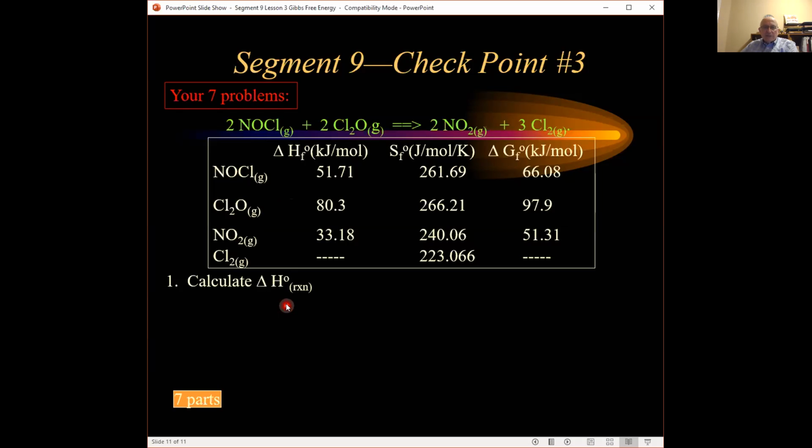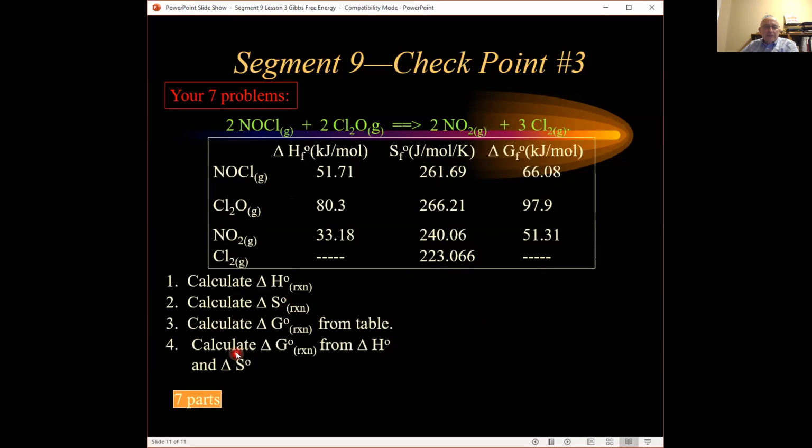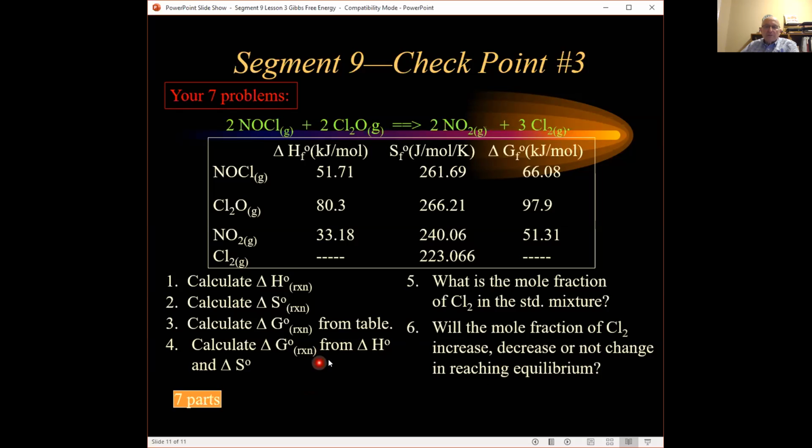And you can calculate delta H from the summation of the products minus reactants. You can calculate delta S the same way from the middle column on the table. And you can calculate delta G also from the column on the right in the table in the same way as we've done before. And then use these top 2 values, delta H and delta S, and the Gibbs-Helmholtz equation to calculate delta G from those values. Remember, it's at 25 degrees there.